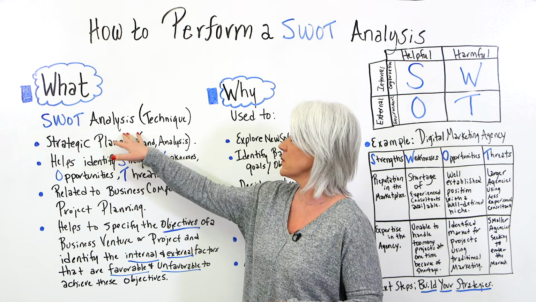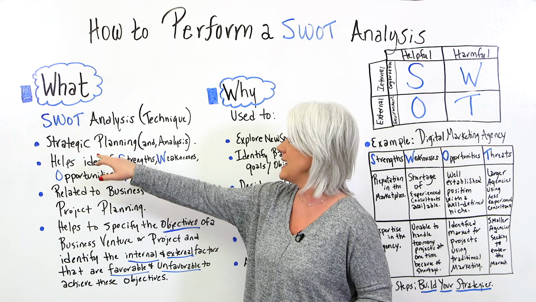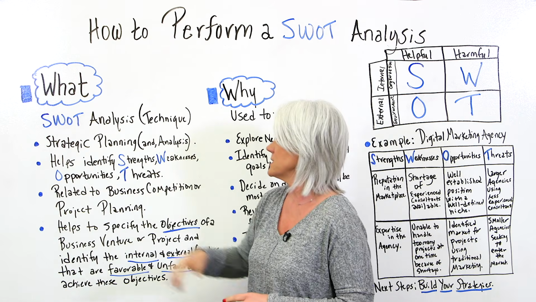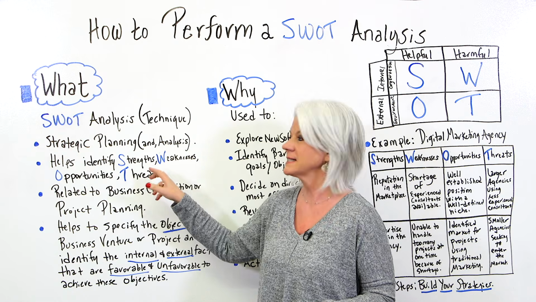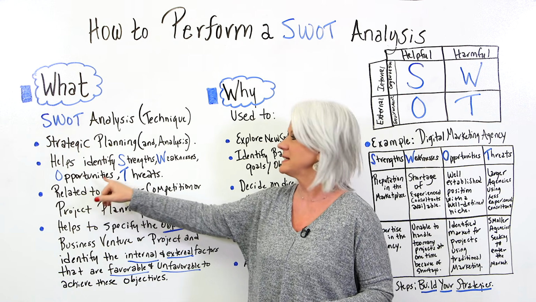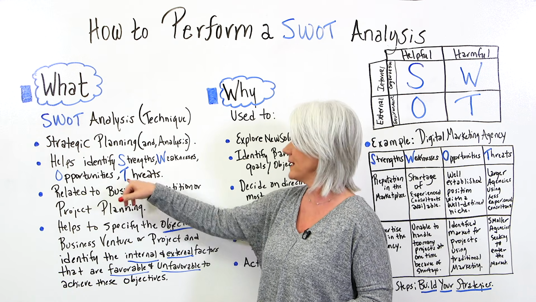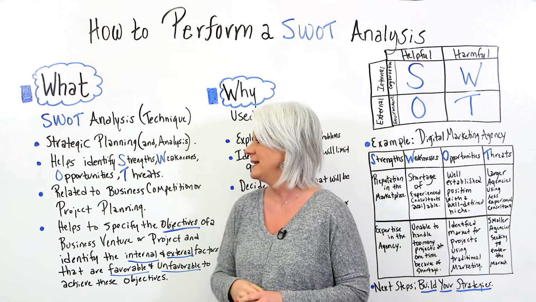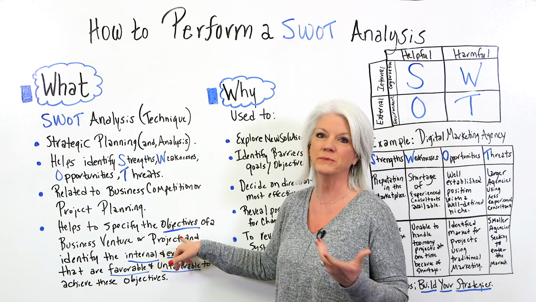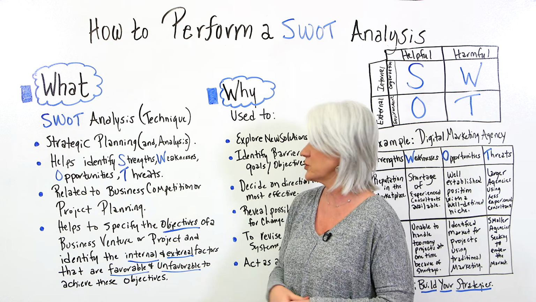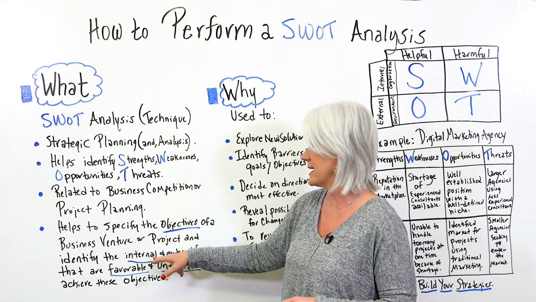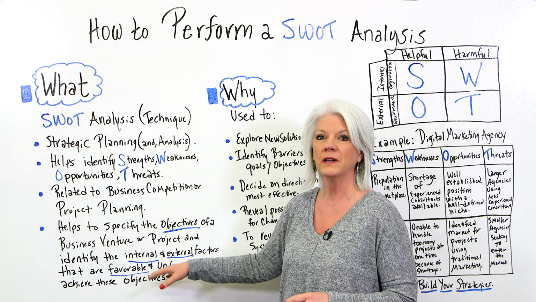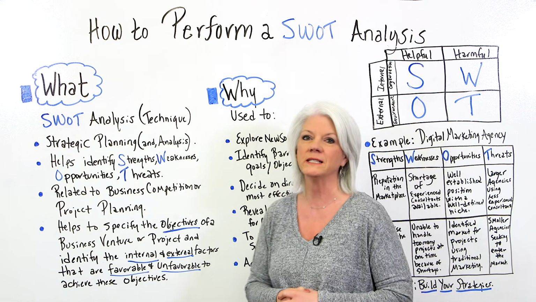So first of all, a SWOT analysis is a technique, and it's used for strategic planning and analysis. It helps to identify the strengths, the weaknesses, opportunities, and threats, hence the SWOT. It's related to business competition and project planning, and it helps to specify the objectives of a business venture or project and to identify the internal and external factors that are favorable or unfavorable to achieve these objectives.